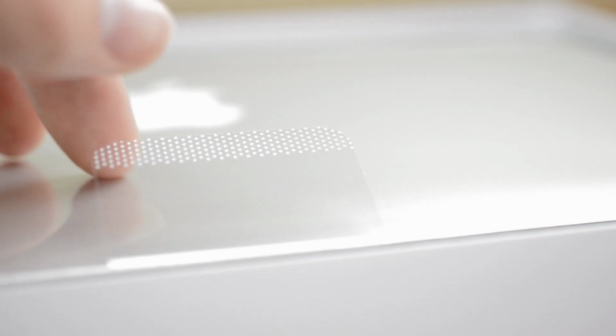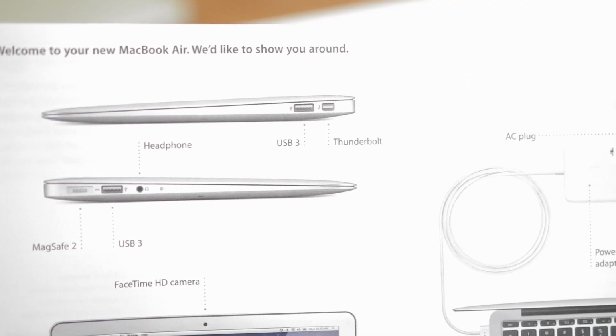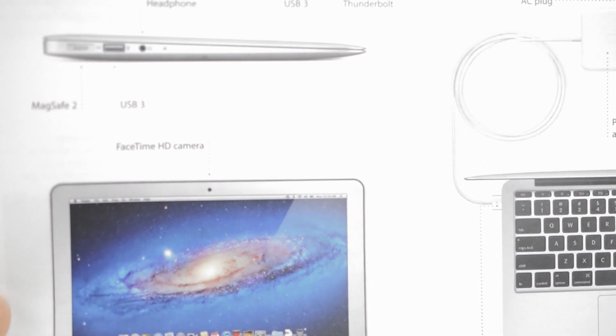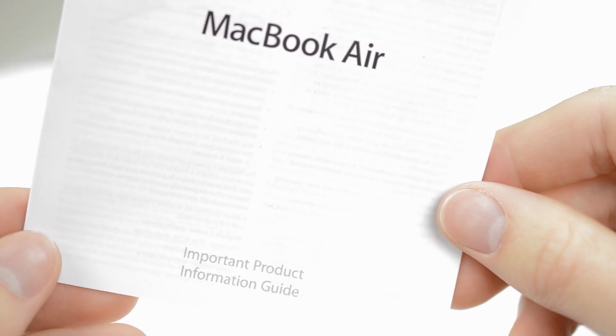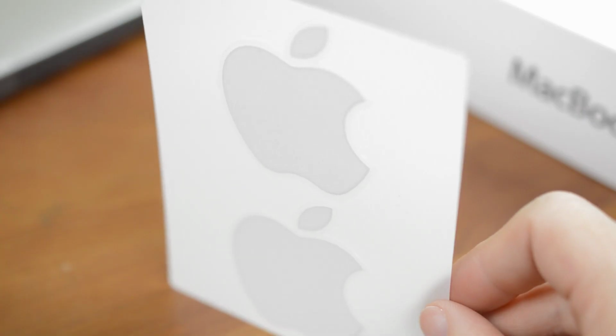We'll take a look at the start of the video in a minute, but first let's see what else you get. Inside the box is your paperwork, which consists of a quick start guide with a bit of information on the computer, safety information which no one ever reads, and most importantly of all, Apple stickers. You know, the whole reason you buy a MacBook?